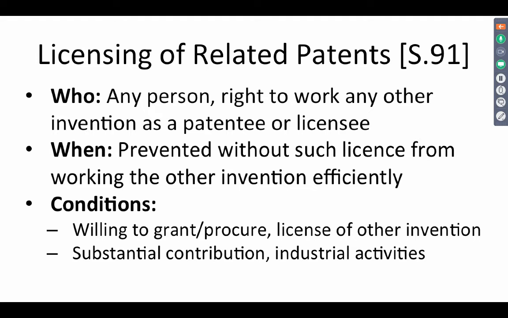One, you should be willing to take the license and grant the license in return, because this section 91 comes with a cross licensing provision. So if you are seeking another person's patent, you should be willing to grant a license of your patent. Okay, so you should be willing to grant your invention as a license, and you make some substantial contribution to industrial activity. Now, the third type of compulsory license is what we call special compulsory license.